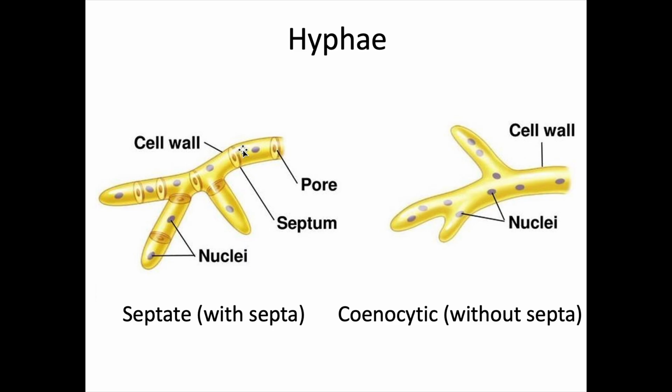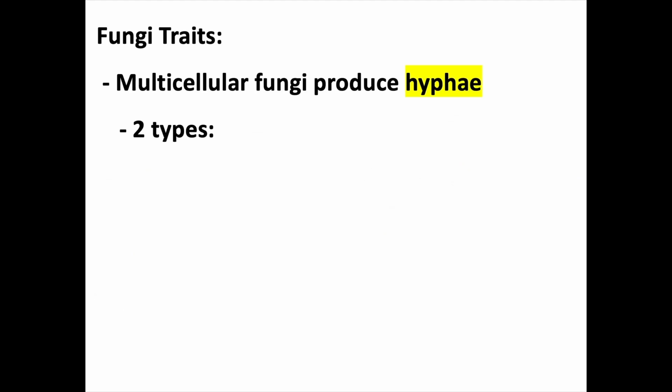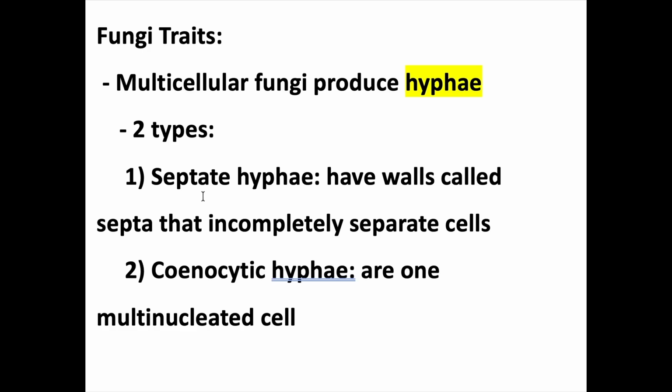The other type of hyphae is called cenocytic. It's spelled a weird way, but it's pronounced cenocytic hyphae, where it's just one big long cell in this filament, and there are multiple nuclei spaced throughout, but this is all one big cell. Obviously we don't see these in yeasts, we see these hyphae in multicellular fungi. To summarize, septate hyphae have walls called septa that incompletely separate the cells. Again, we saw those big pores in the septa, and cenocytic hyphae are one single big multinucleated cell.